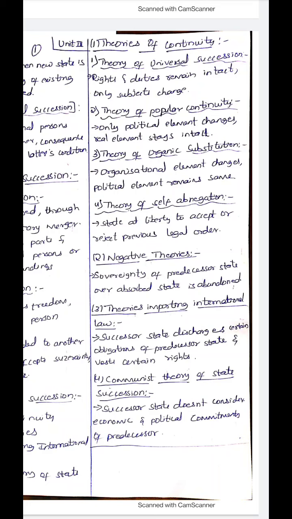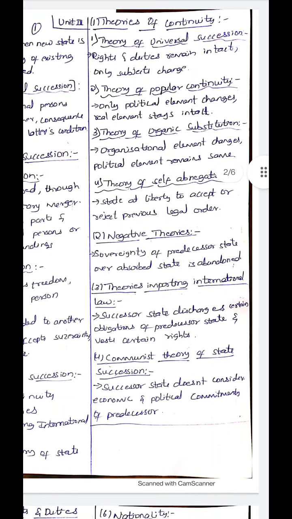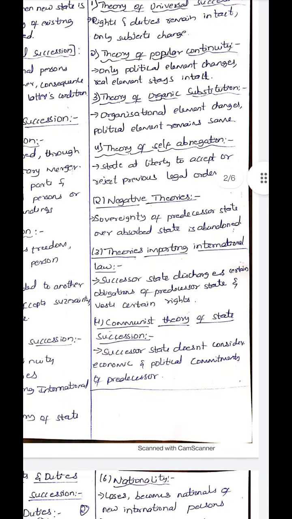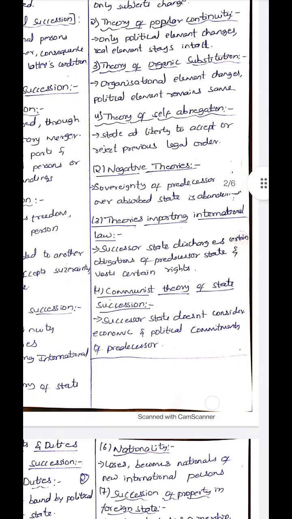The next is theories importing international law. In this theory, the successor state discharges certain obligations of the predecessor state and enjoys certain rights. So if a predecessor state had a certain obligation, the successor state will fulfill it, and they will also use certain rights of the predecessor state in this theory. The next is the communist theory of state succession. In this theory, the successor state is not encumbered by the political commitments of the predecessor. So in this type of succession, the successor state will not consider anything of the predecessor state, any political commitments of the predecessor state.